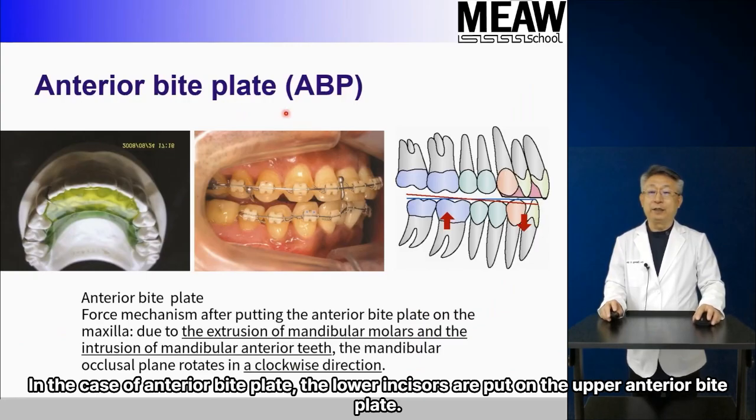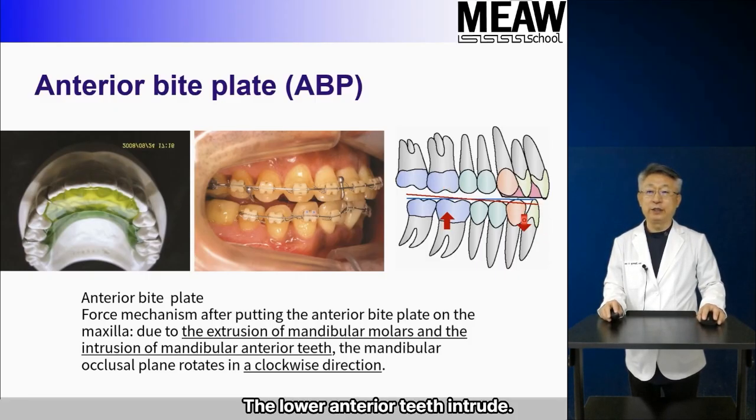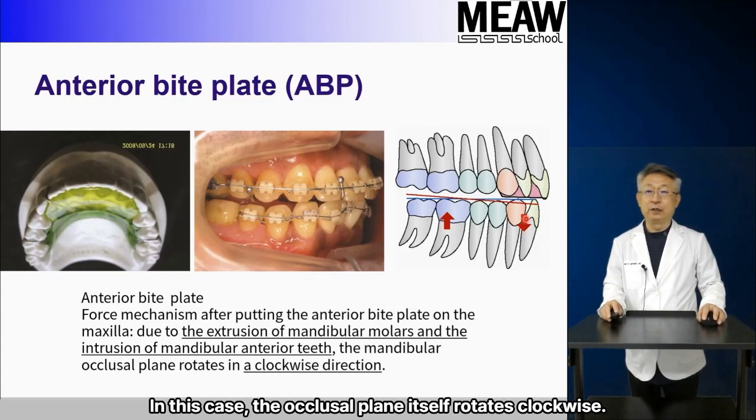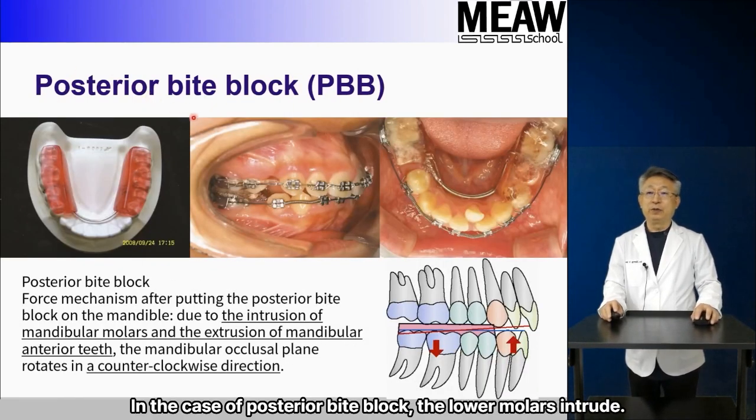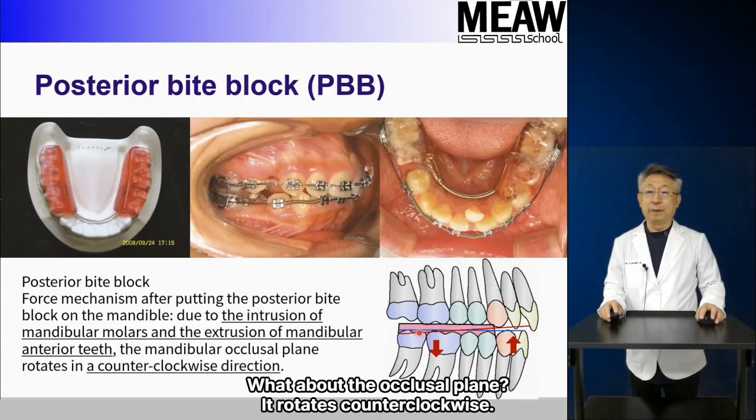In the case of the anterior bite plate, the lower incisors are put on the upper anterior bite plate. What about tooth movement? The lower molars extrude. The lower anterior teeth intrude. In this case, the occlusal plane itself rotates clockwise. In the case of the posterior bite block, the lower molars intrude. On the other hand, the lower anterior teeth extrude. What about the occlusal plane? It rotates counterclockwise.